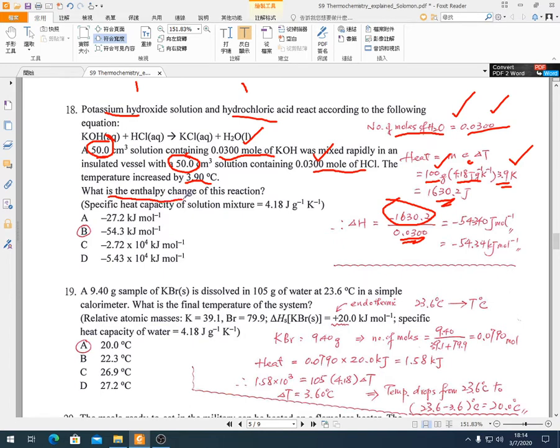because the question asks you about the enthalpy change of this reaction, which refers to this equation. In this equation you have 1 mole of water here, so you have to divide it by 0.03, to convert the delta H to per mole. In that way the unit will be kJ per mole. You have per mole here.